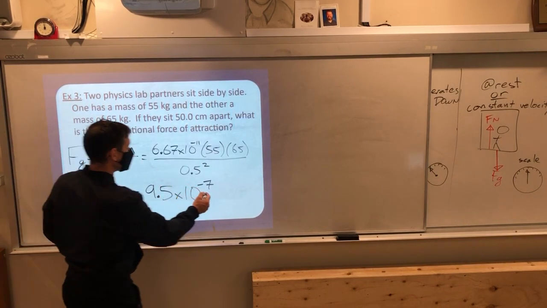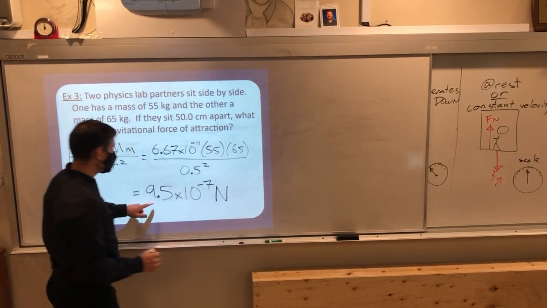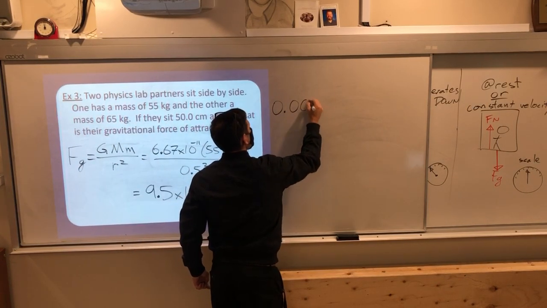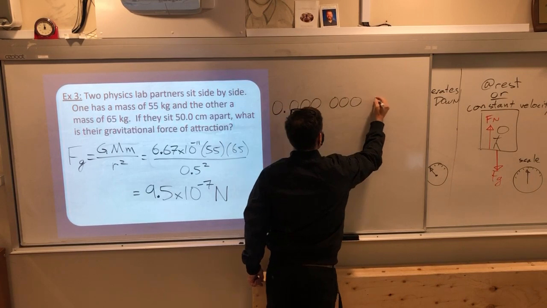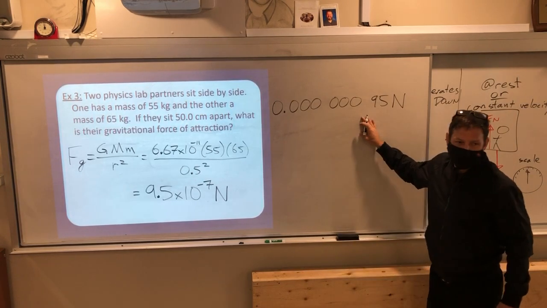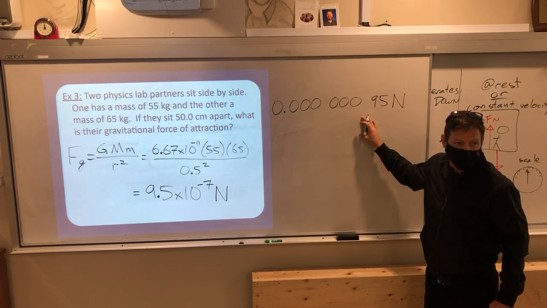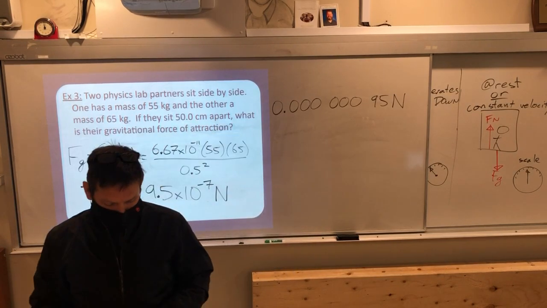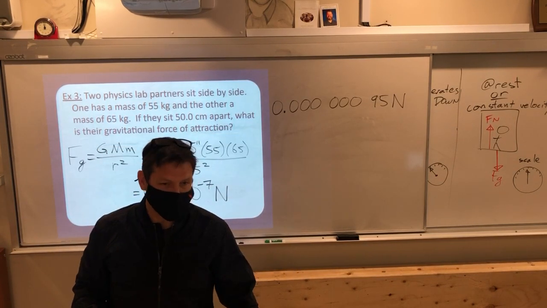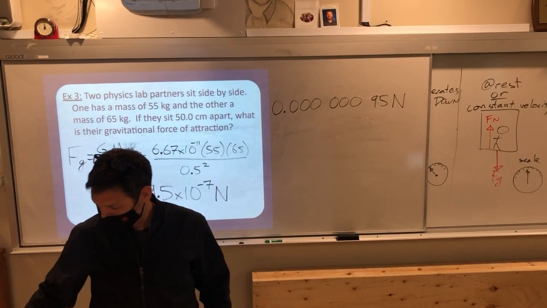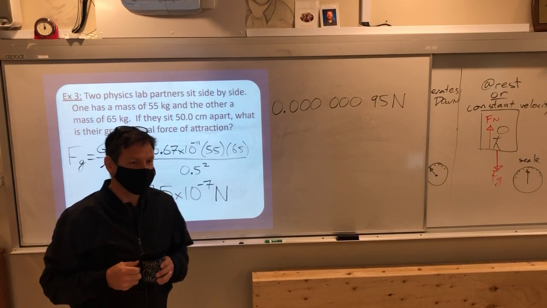And this is what? So, times 10 to the negative 7. So 0.000000095 newtons. So the answer is yes, you are attracted to the person beside you, but not very much. Very, very little. You're actually more attracted to the concrete pillar in the back than you are to your lab partner, I'm sorry to say.